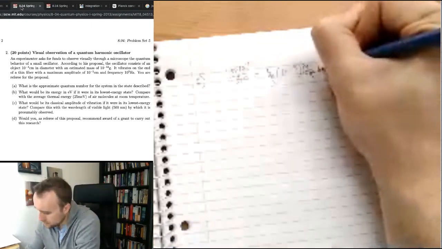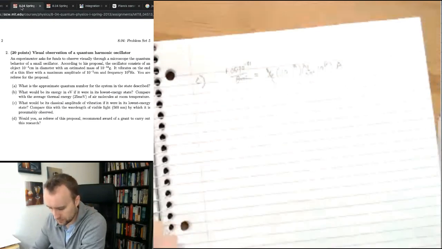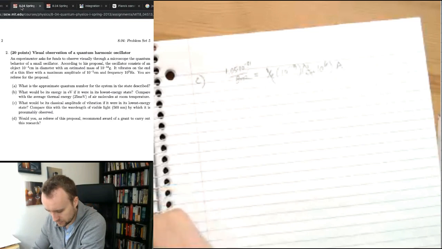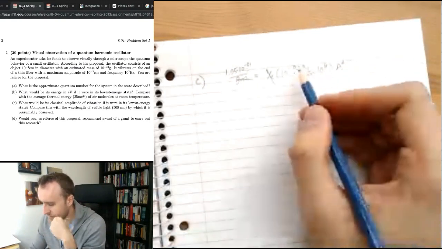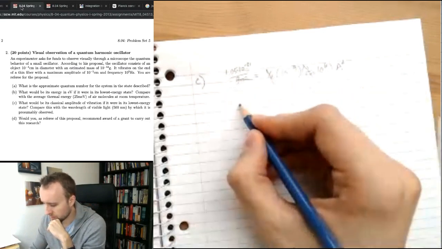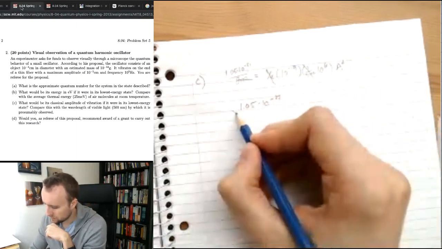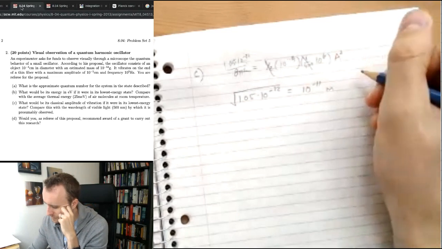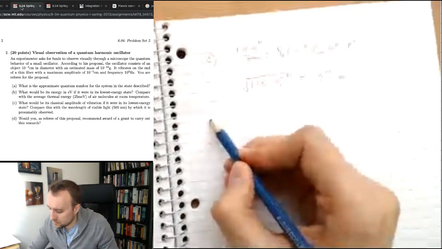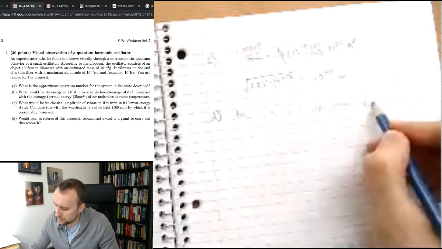We need the amplitude. Oops, just copying mindlessly here. That's a squared. Was it a squared? Yeah, a squared. Oh, I forgot to square this here. Okay, that's going to adjust this calculation. So this is now negative 9 plus 9, 1.05 times 10 to the negative 22, square root is going to be equal to 10 meters. No, it will not show quantum effects.